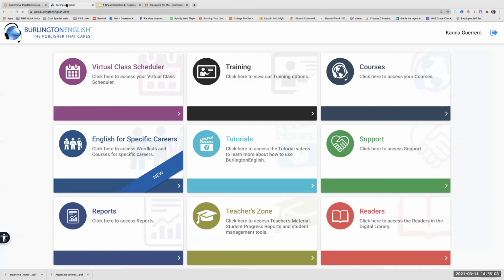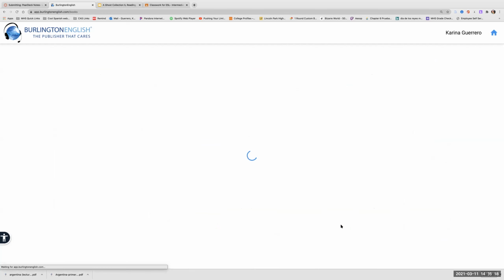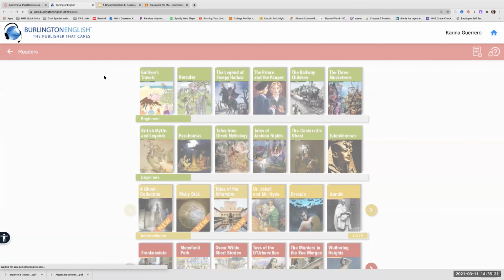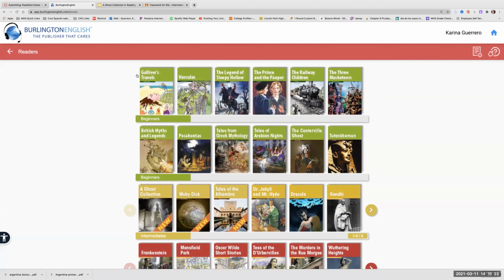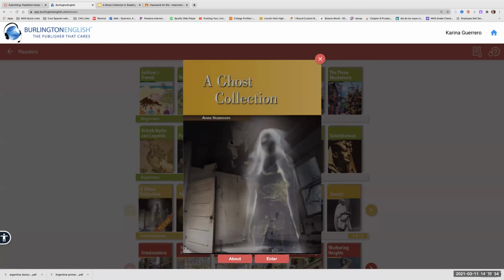So now we're going to go to Burlington. In Burlington English, we want to make sure that we look at the box. We're going to have to find the box that says readers. So make sure to go to readers. We're going to go ahead and click enter. And now, remember, we've just recently read Gulliver's Travels. We're now going to go down to intermediates and we're choosing the first collection, a ghost collection. So this is tonight's book, a ghost collection.